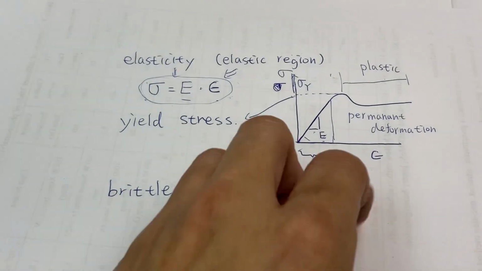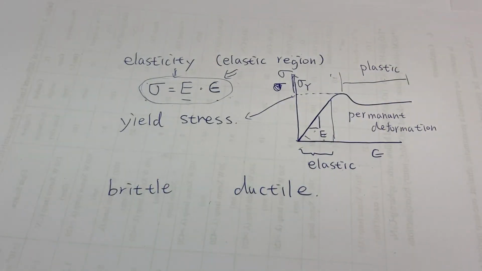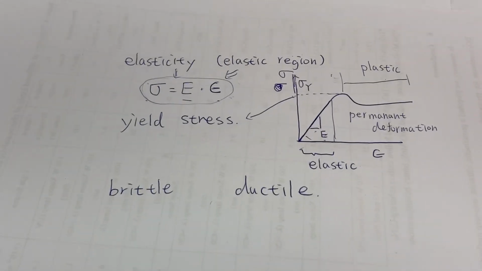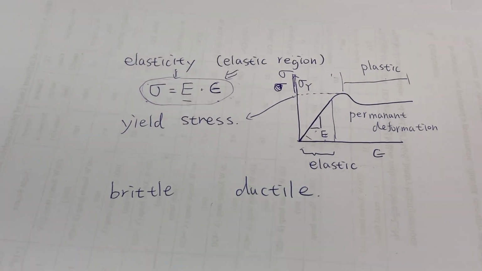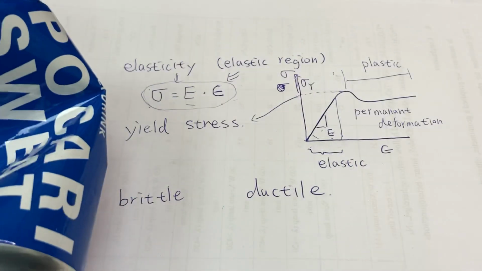Maybe, because the video has a time limit, I cannot show you the yield stress on the rubber band. Because it's just a break. It's not yield stress. Okay, so let's use the aluminum.